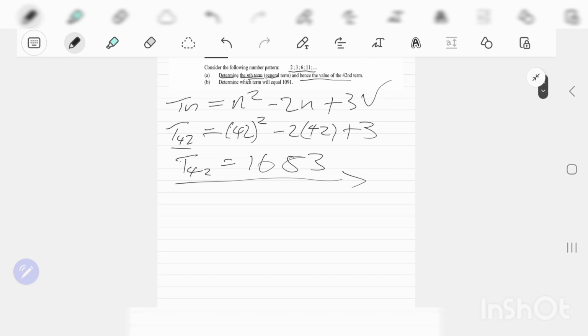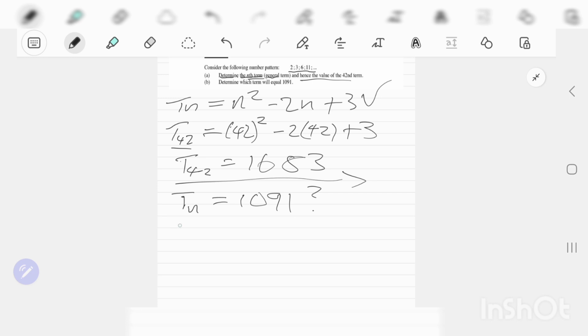So now the question says, determine which term will equal 1091. So that's the question, people. So remember, people, what they're asking is which term Tn, which Tn will be equal to 1091. So that is the question they're asking you, people. Which term will equal 1091?